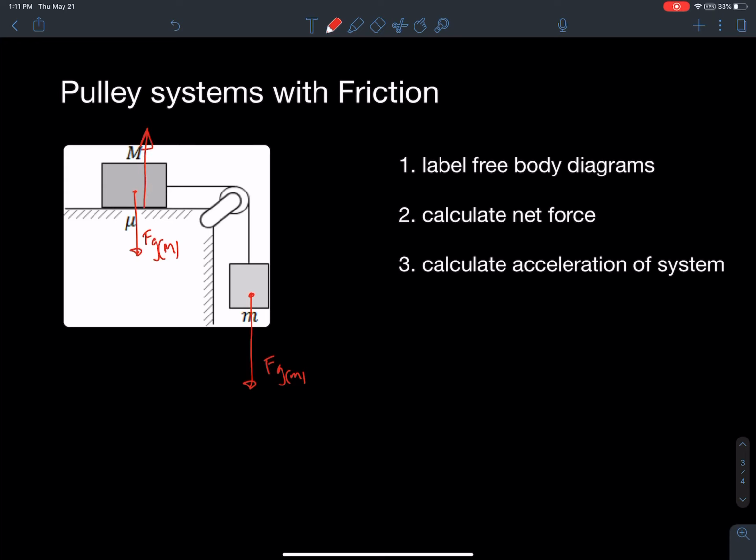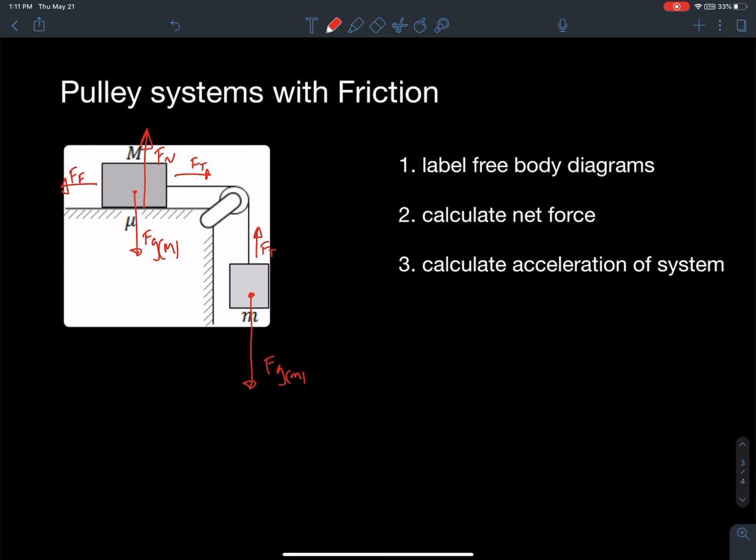And that force of gravity on that larger mass is going to be equal to the normal force acting on the surface of that object. And then you have the force of friction, which is going to be slightly smaller than the force of gravity down over here in order for it to accelerate. And of course we have the force of tension in that rope, which is going to be equal to the force of tension here.